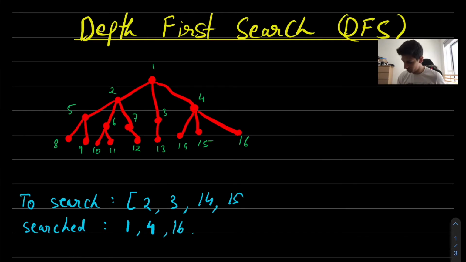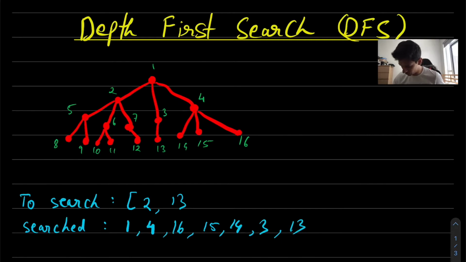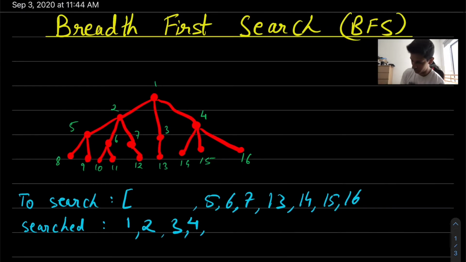Then we've searched 15, and we've searched 14. We haven't added anything else because they are just leaf nodes. Then we pop 3 from this. We have searched 3, and we add 13, and then we search 13 because that was added last. Essentially, when we look at breadth first search, you see that it goes layer by layer. First we do all of these children, then we do the next layer, and then we go into the final layer.